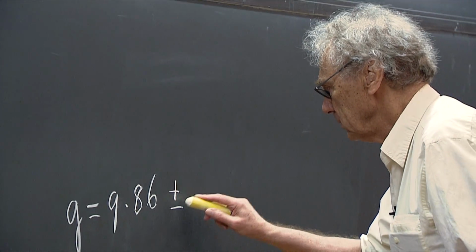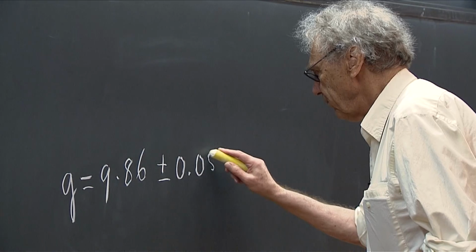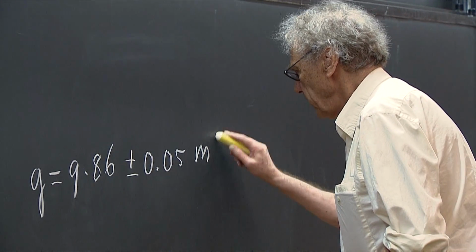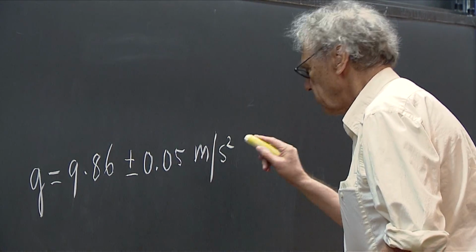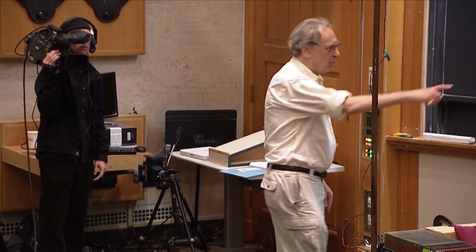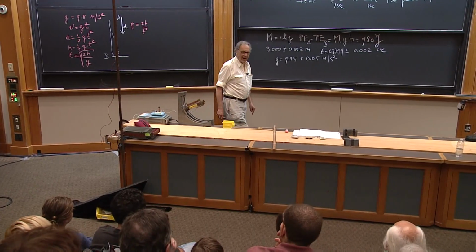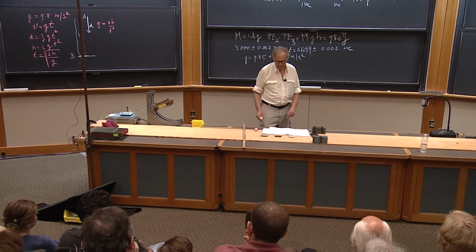It turns out that the uncertainty is plus or minus 0.05, and then we get meters per second squared. We know that the gravitational acceleration at the center of the universe is very close to 9.80. And that is within the uncertainty of my measurement. So that's why I said this is a historic moment.